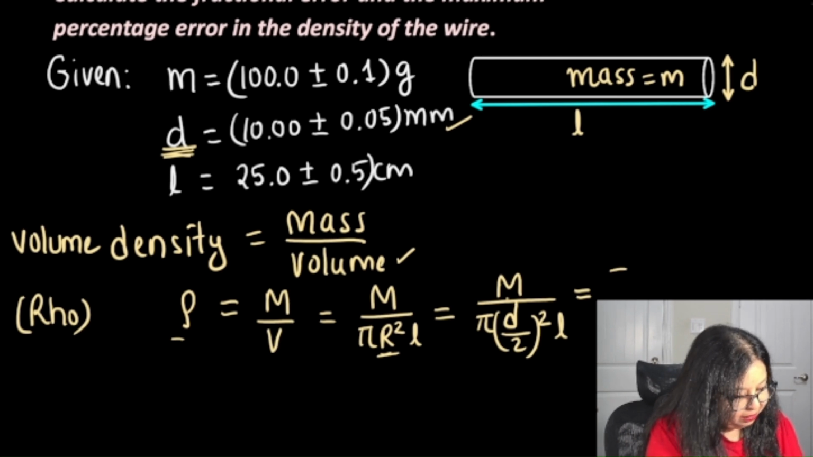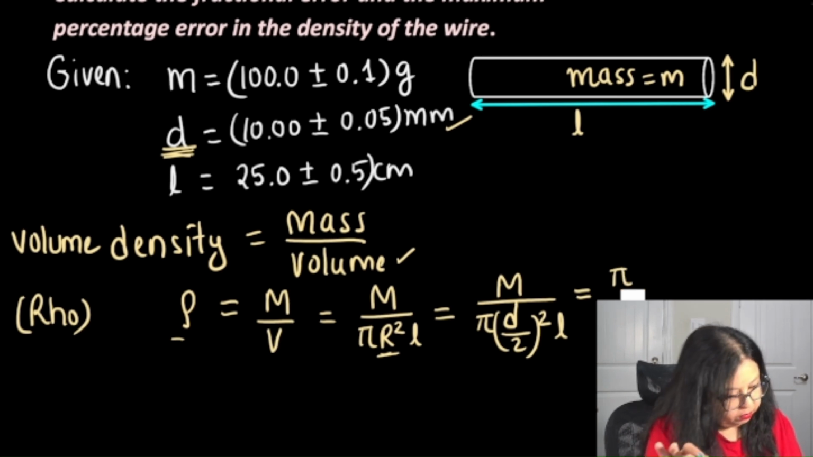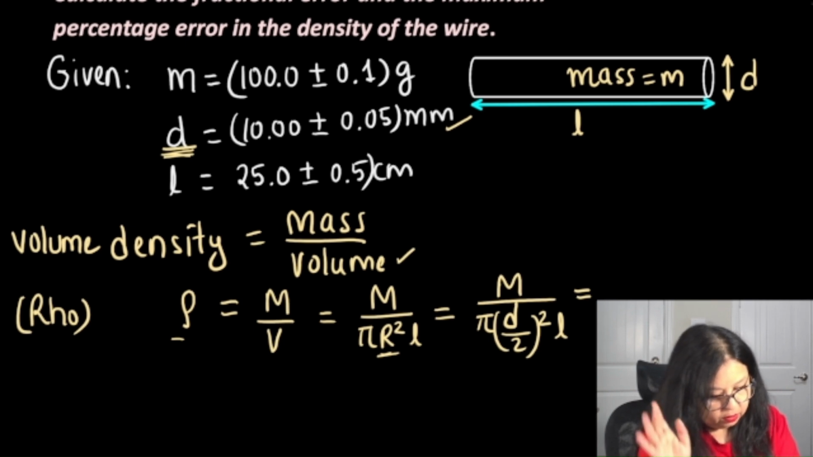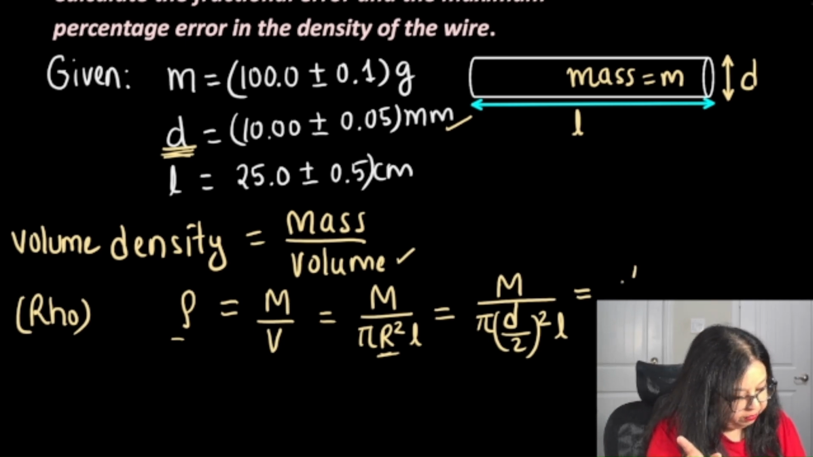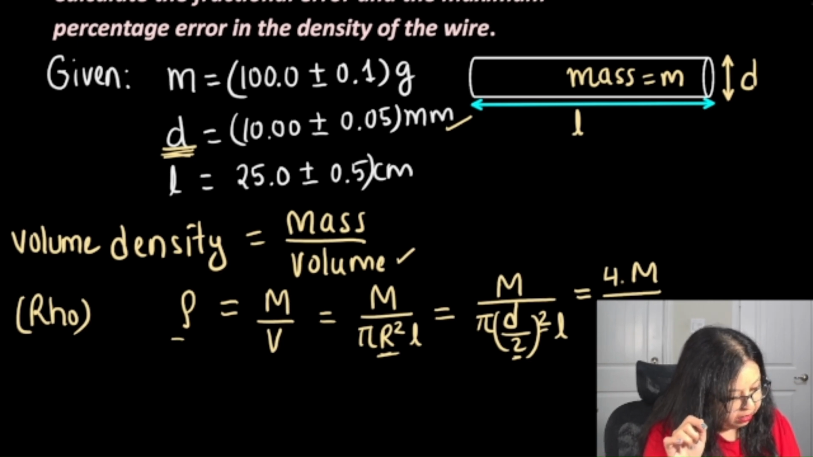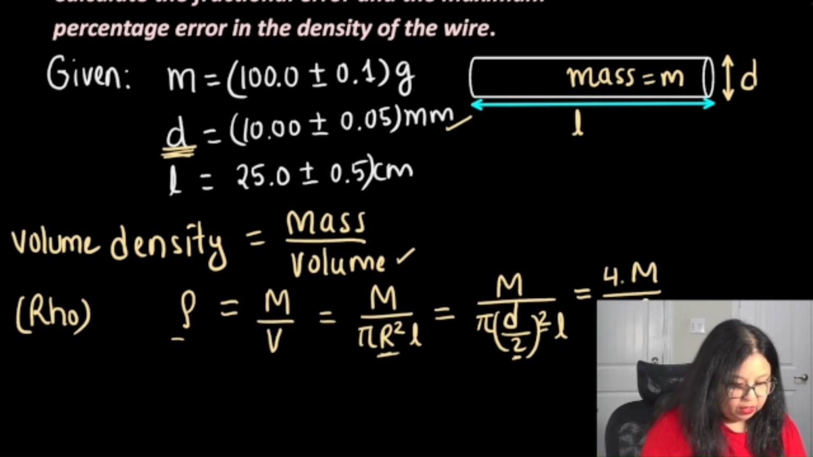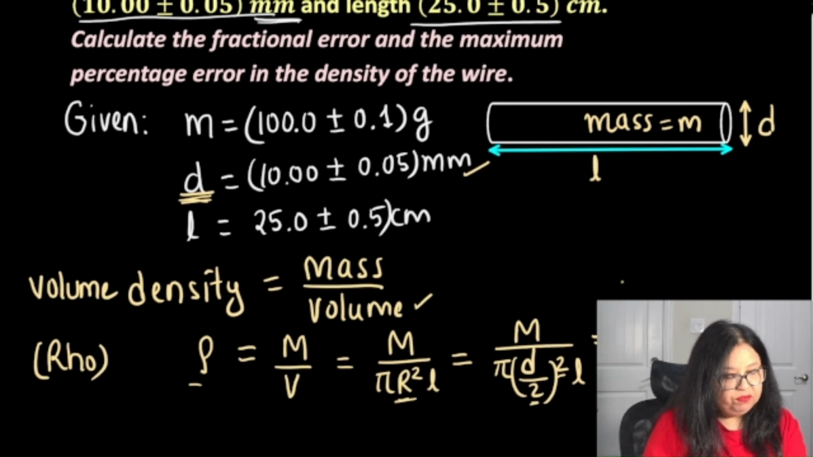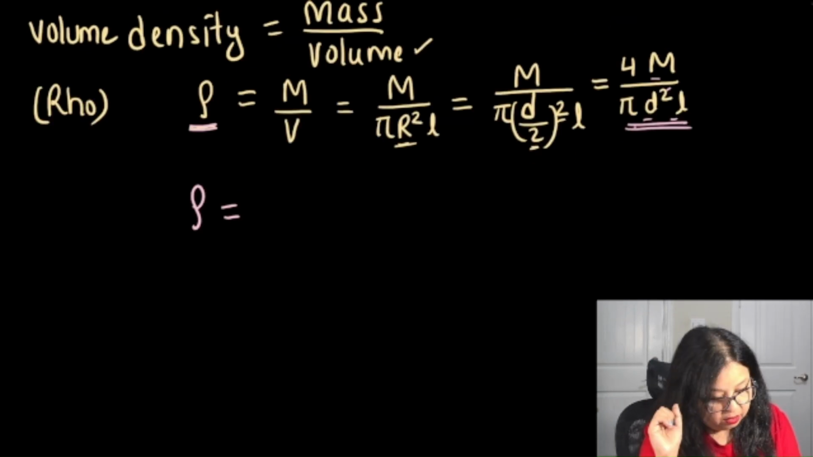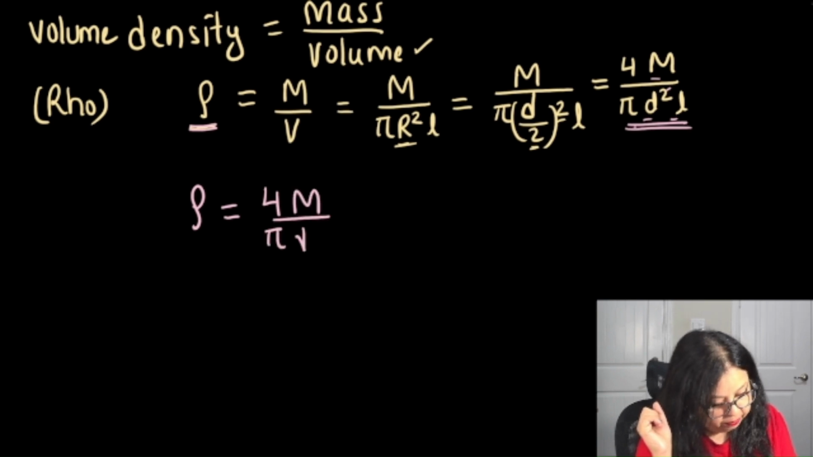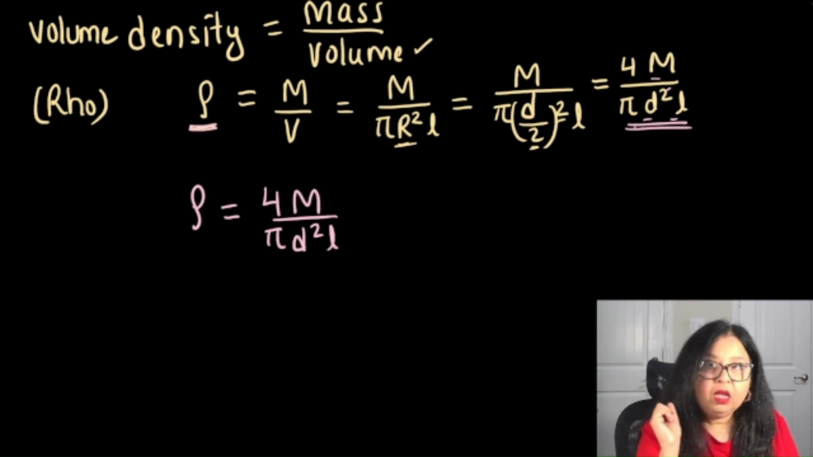Upon simplification, this equation becomes m times this 2 squared, which comes at the top, becomes 4, divided by pi d squared L at the bottom. Now what do we want to figure out? We want to find out the fractional error in the density. So now we know that rho equals 4m divided by pi times d squared L. How do we find the fractional error in rho?